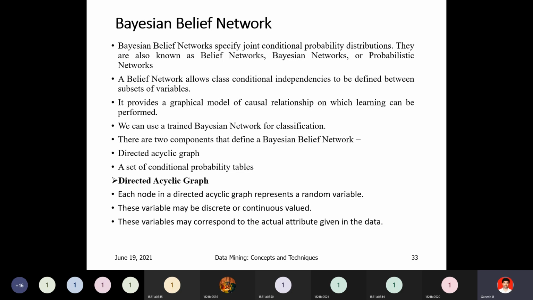In these three classification methods, Bayes's contribution is there. The scientist is common for all of these: for Bayes theorem, Bayesian belief network, and naive Bayes classifier. So the scientist Bayes is common for all these.